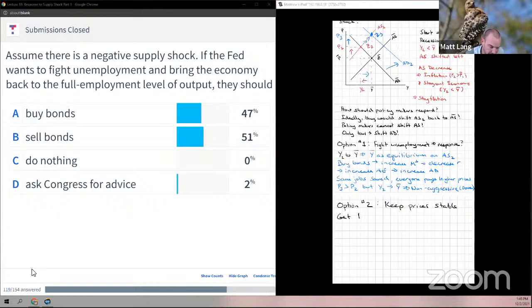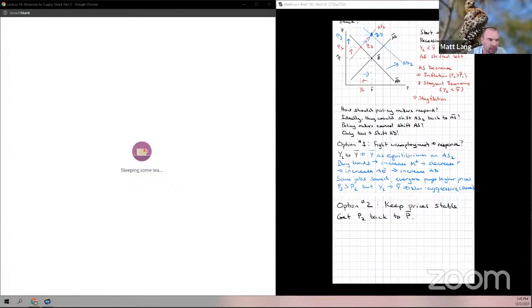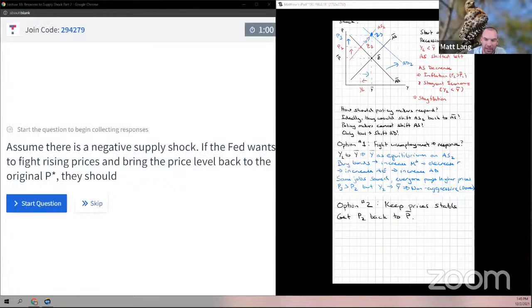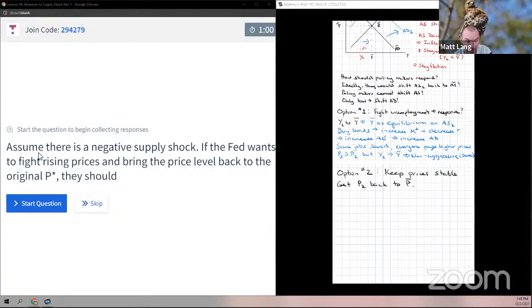So my question for you, right, and you can guess what this question is going to be, right? The Fed wants to bring prices back to this original level of P, right? What should they do? What should the Fed do in order to make this happen? Okay, give this a try. This is the last question of the term. I'm going to draw this out with you guys. Yes, the answer before was buy bonds. Sorry about that.